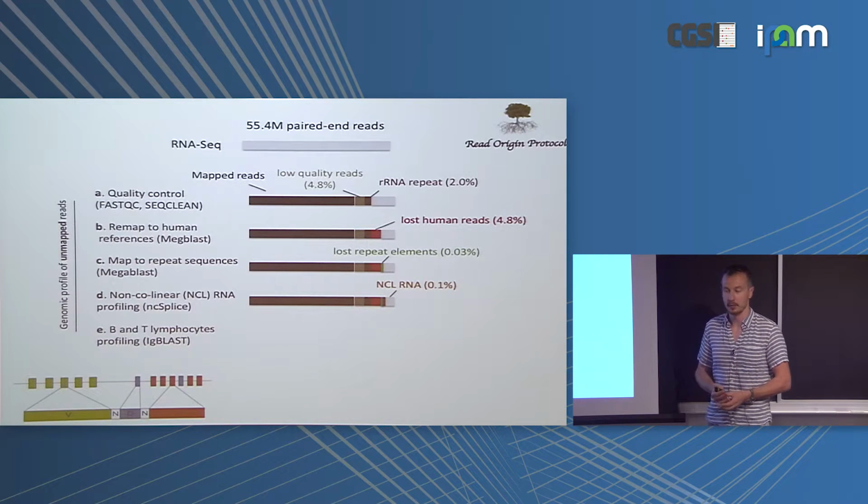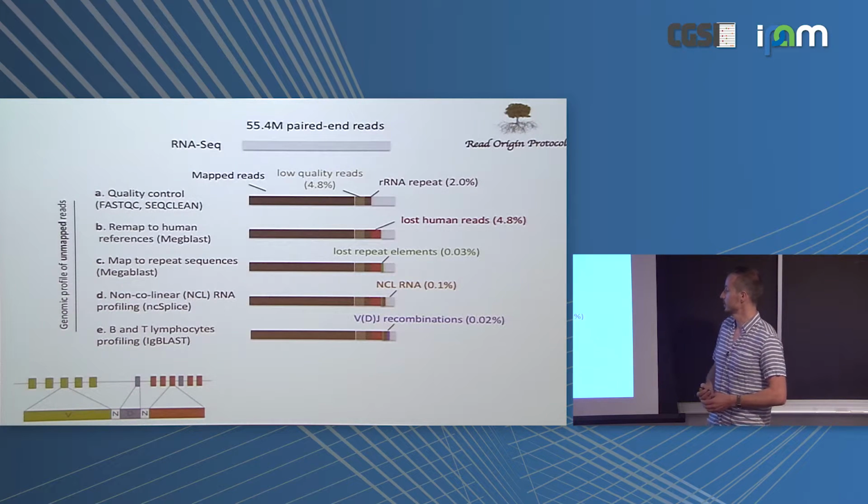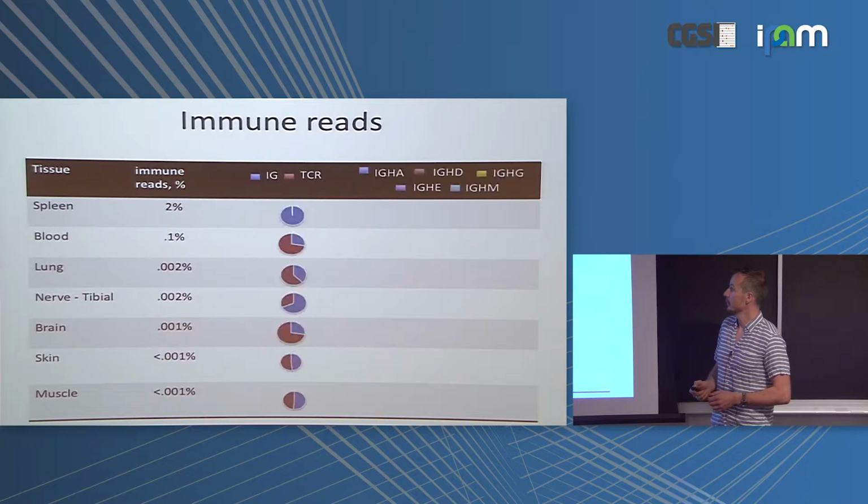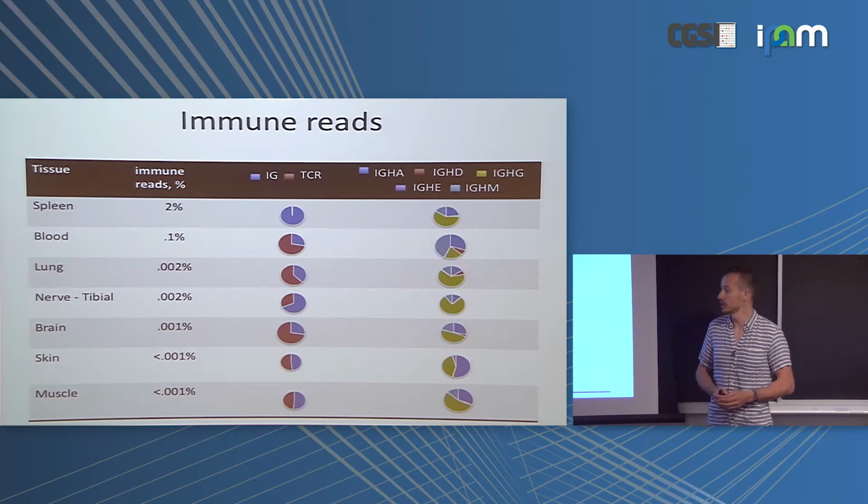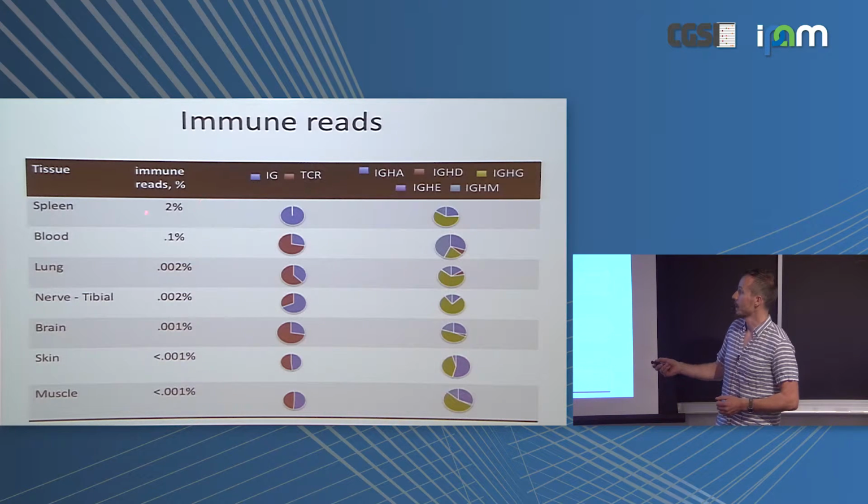Unmapped reads also provide you the possibility to quantify the immune response, looking at the VDJ recombinations from the immune loci, as well as looking at the random insertions which are inserted between the recombinations. And then we're able to identify 0.02% of the reads coming from the recombinations. We look at a couple of tissues from the GTEx, where we observe the largest fraction of the reads coming from the spleen, followed by the blood, lung, and other tissues.